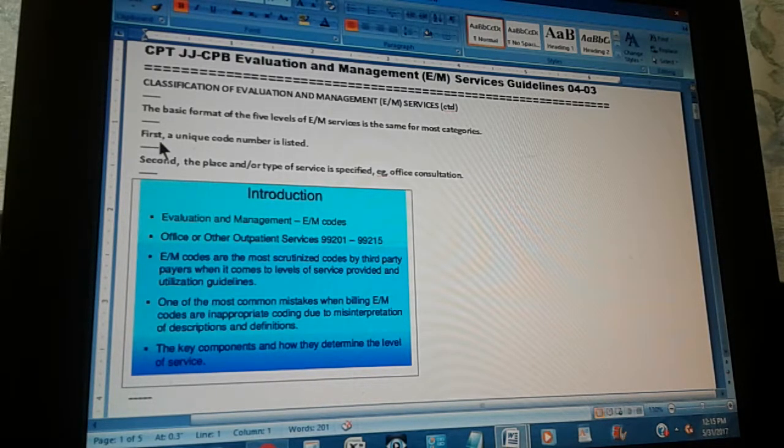The first thing to consider is a unique code number, which is listed and identifies all the E&M services. That has to be unique. The second one is the place or the type of service, which is specified. For instance, if it's a doctor's office, it's a different number. If it's a hospital, it's a different number. So the place where the evaluation and management is conducted changes the code. There are 3 more levels, but we're going to study those in the next theory.